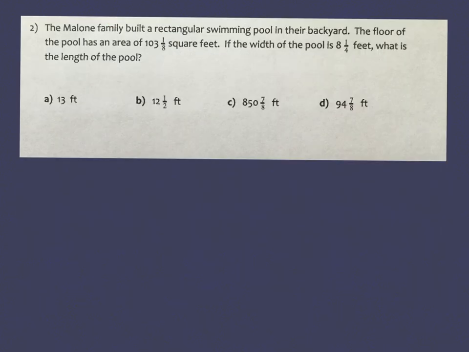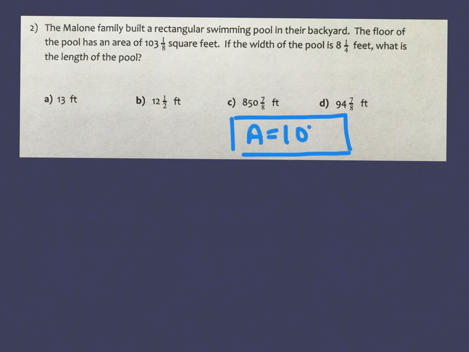In our last problem, the Malone family built a rectangular swimming pool in their backyard. Here's their swimming pool. The floor of the pool has an area of 103 1/8 square feet. If the width of the pool is 8 1/4, then what is the length of the pool? Well, we know that length times width, or base times height, gives us area. So we just need to work backwards.